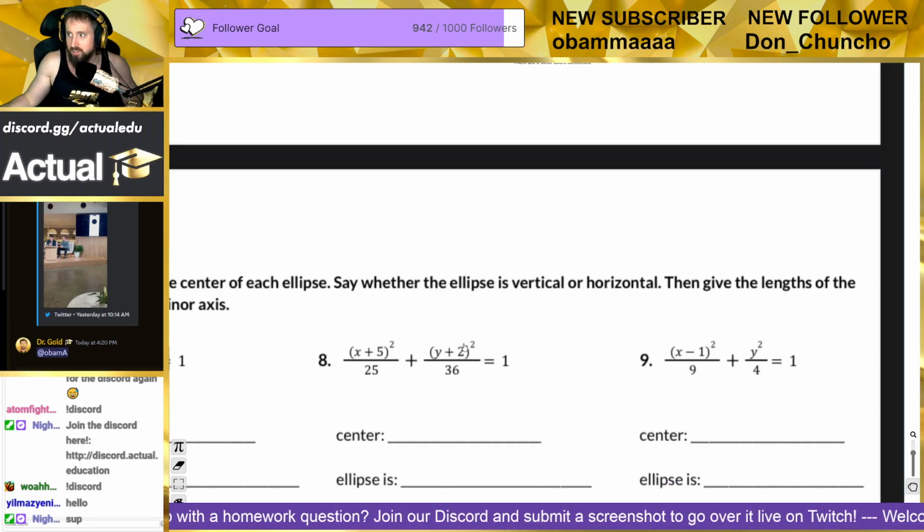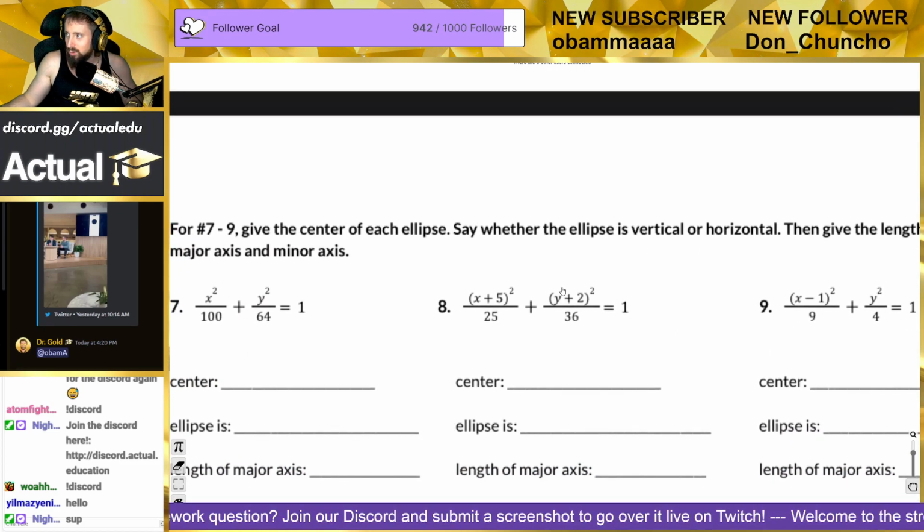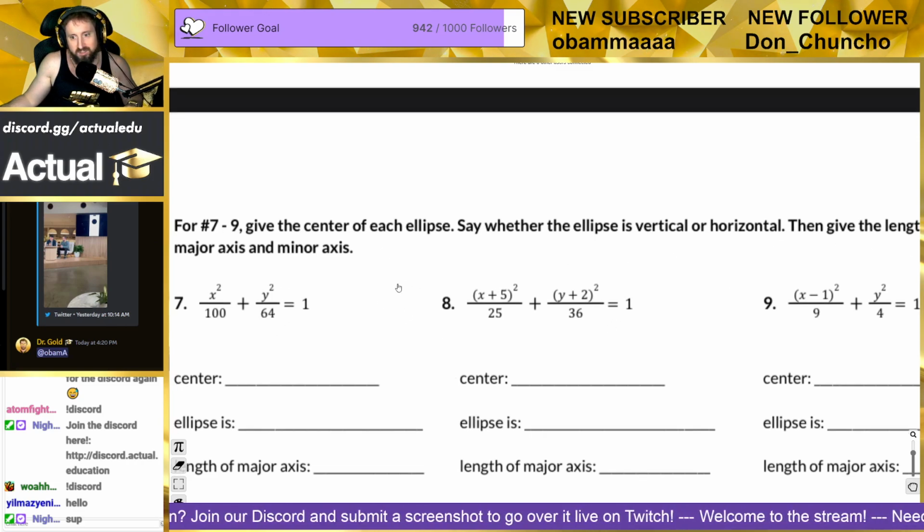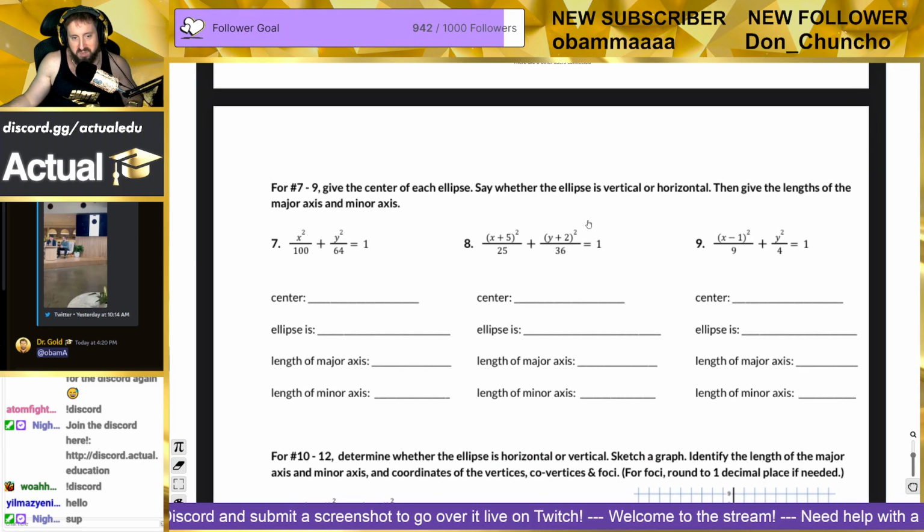Ooh, we're gonna do conic sections. Ooh, conic sections. These are fun. Oh, these are ellipses.